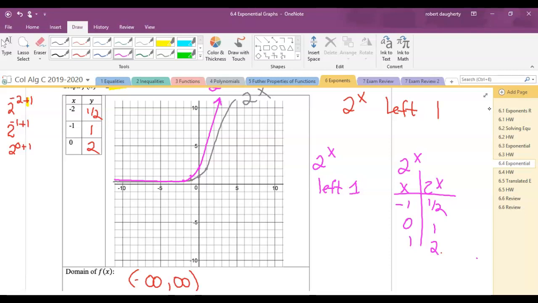Which one? This one? 2 to the 0 plus 1. 2 to the 0 is 1. This is 1 plus 1, which is 2.